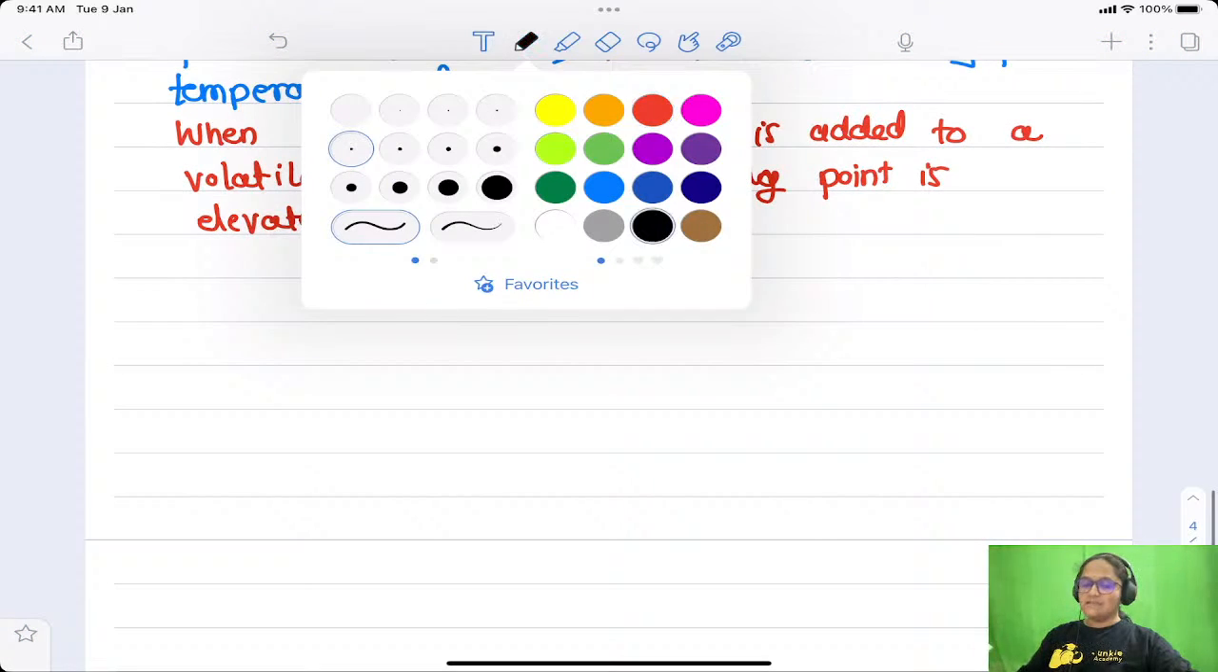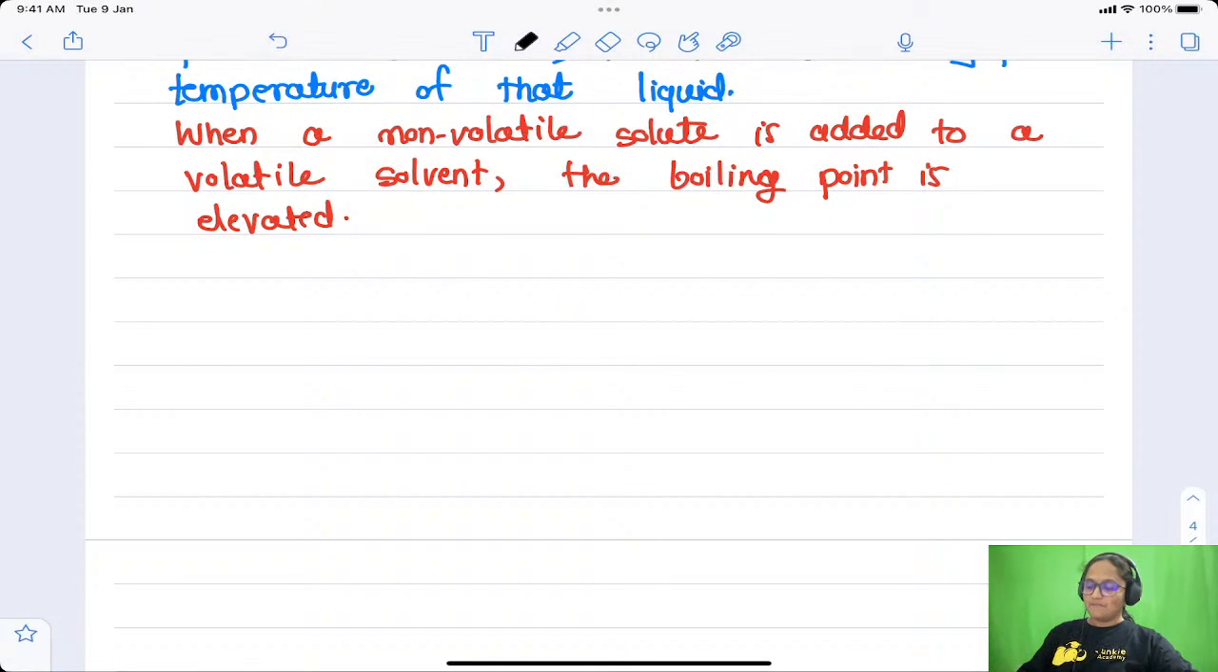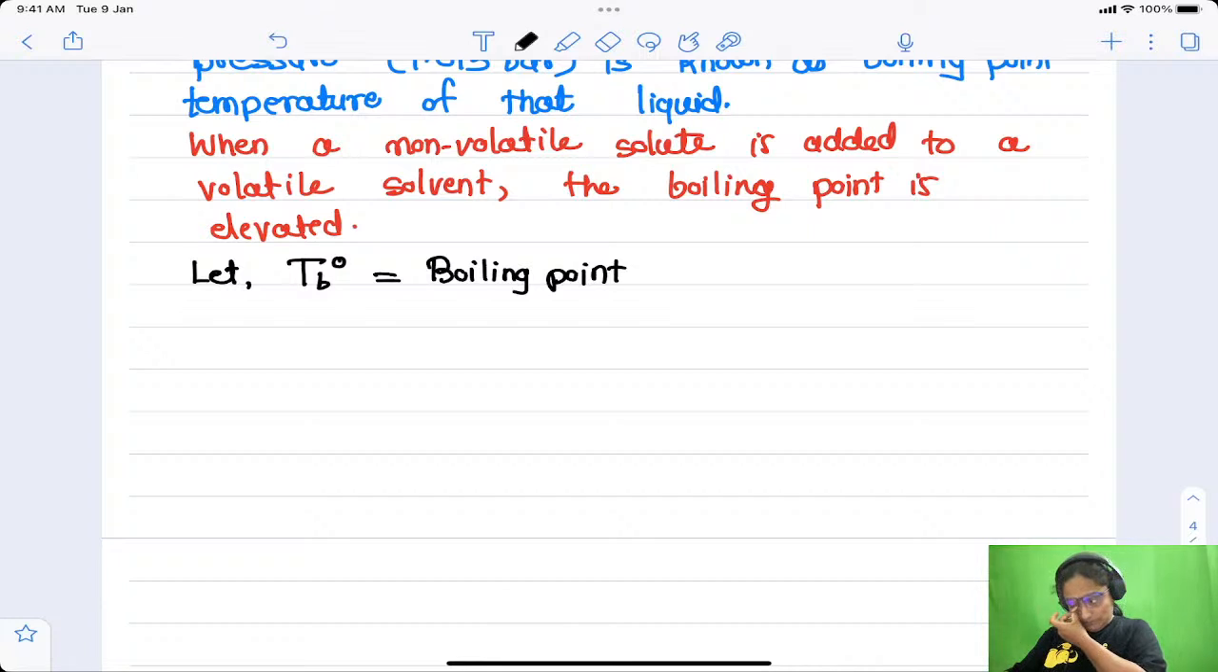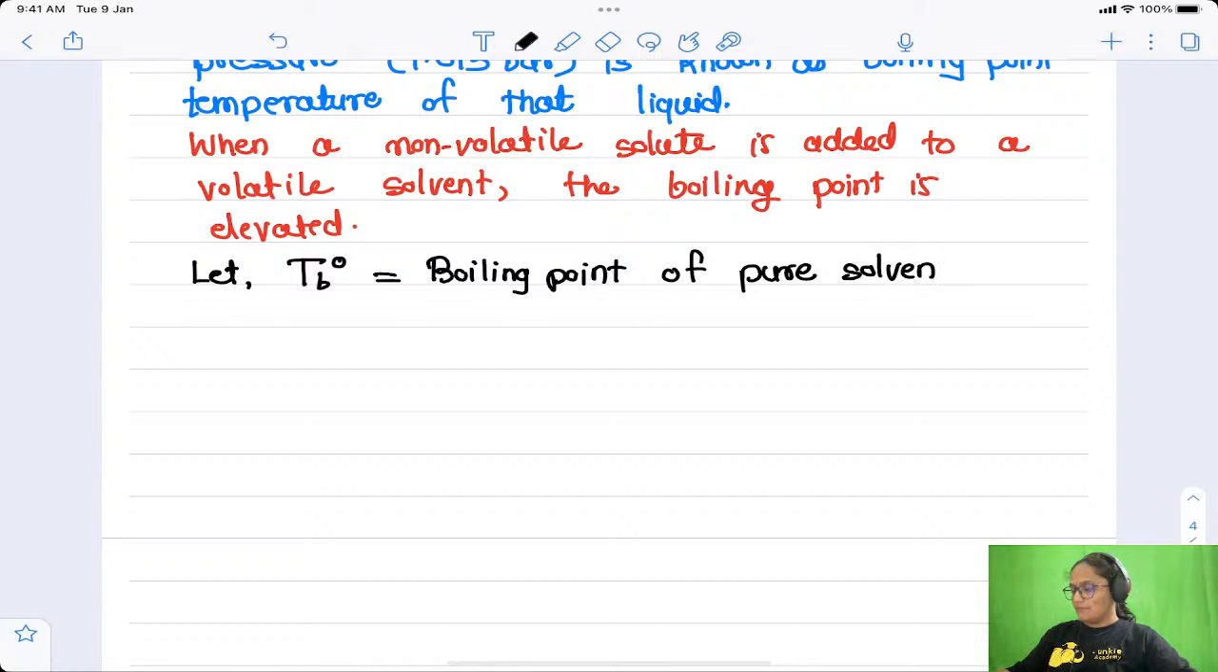Now to explain this, let us see its mathematical expression. Let us consider TB naught. T stands for temperature, B stands for boiling, naught stands for pure. Let TB naught be the boiling point of the pure solvent.